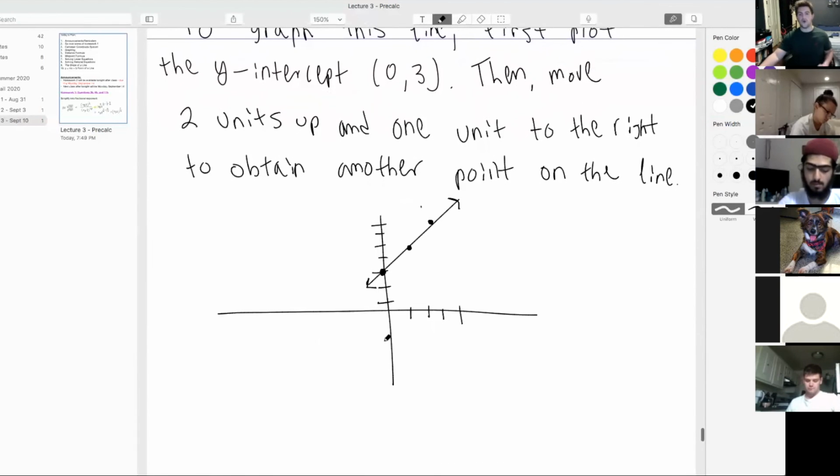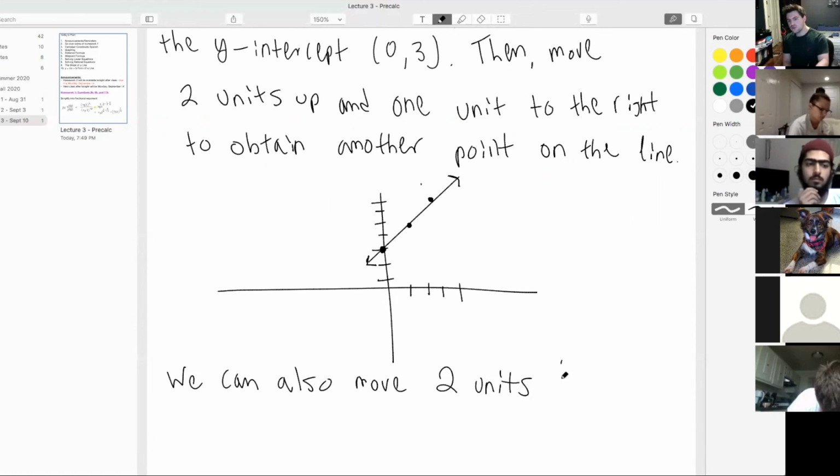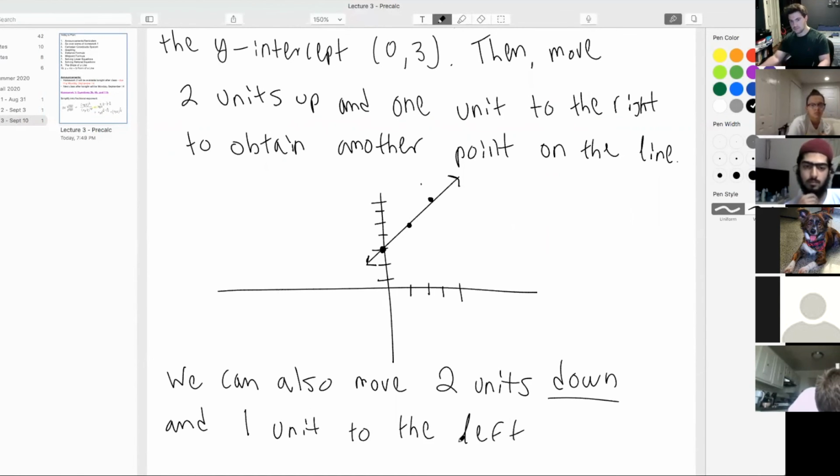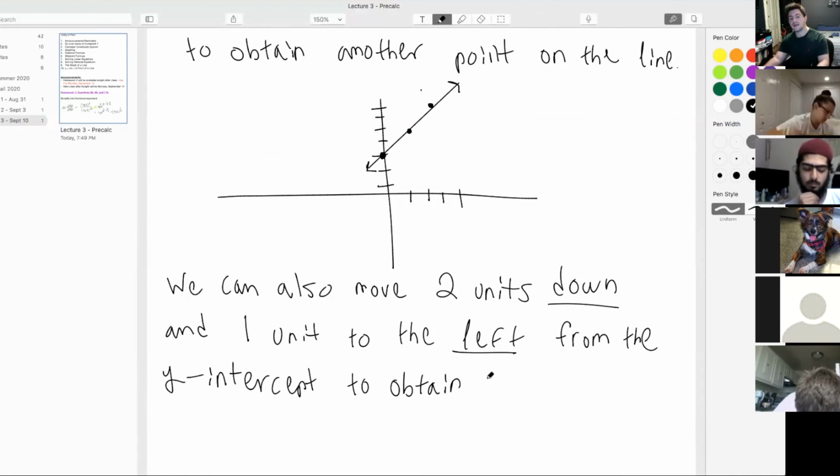Alrighty, so I hope that's okay. Okay, and so there's something else that needs to be said. Alternatively, we can also move 2 units down and 1 unit to the left from the y-intercept to obtain another point on the line.